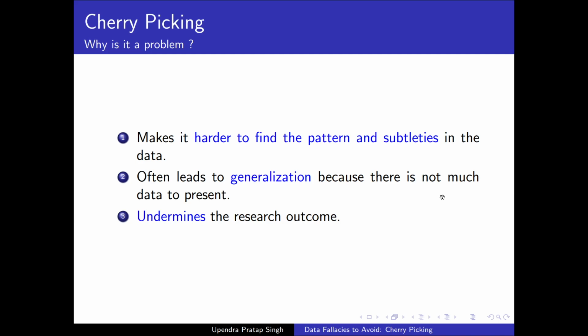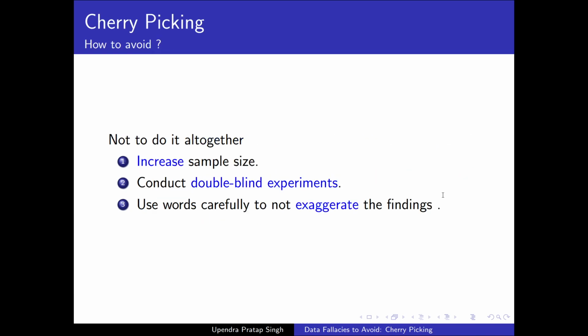So why is it a problem? It is a problem because it is not showing you the complete picture. It is only showing you one side of the coin. In most of the cases, it leads to generalizations that are utterly incorrect, because these conclusions have been arrived at by looking at only a select few data points. Irrespective of whether it is intentional or unintentional, cherry picking, if present in the course of an experiment, always undermines the research outcome.